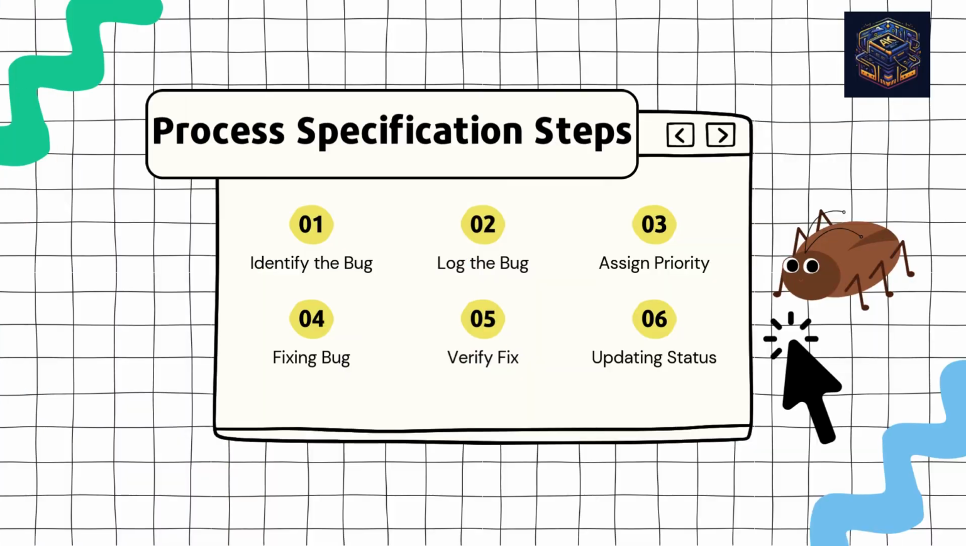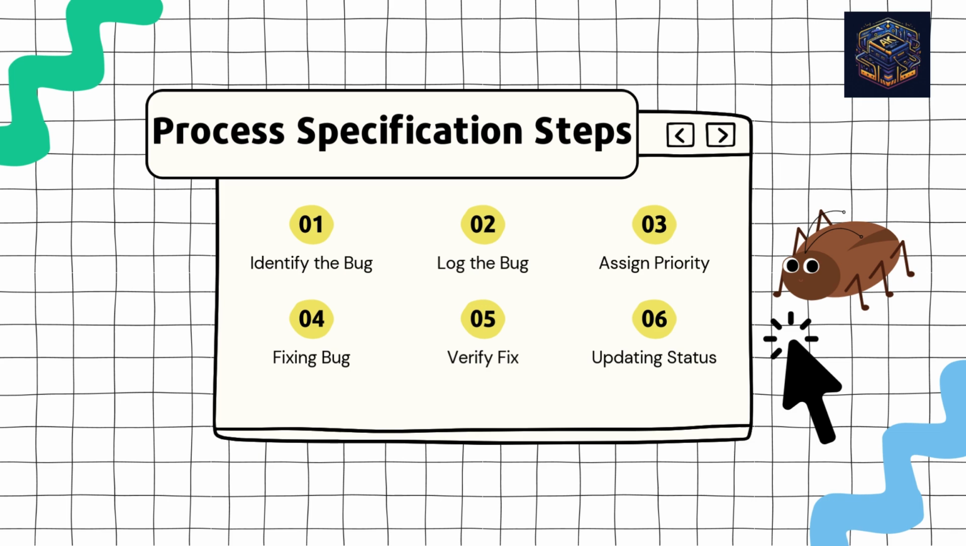Step 1. Identify the bug. The testers begin by identifying the details of the bug. They carefully review how the issue occurs and document its specifics. Step 2. Log the bug. Once identified, the bug is logged. This means acknowledging the existence of the bug and setting the stage for the team to resolve it.